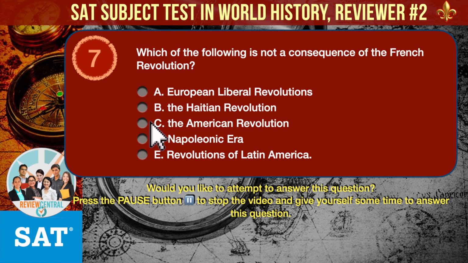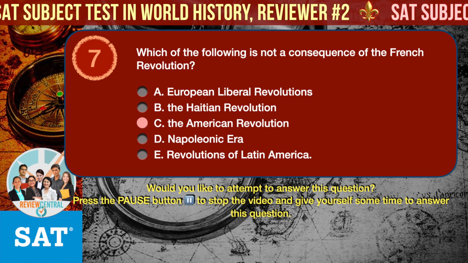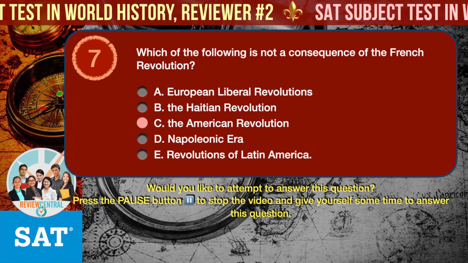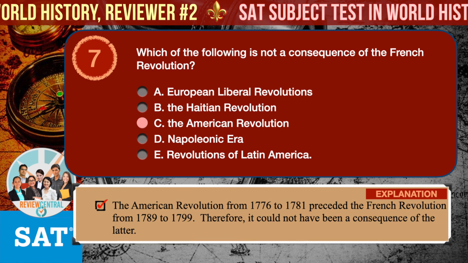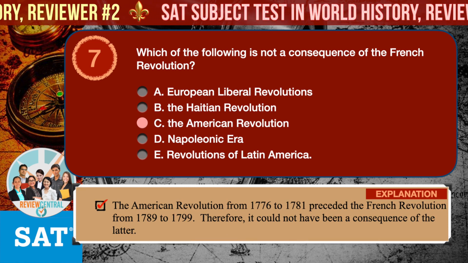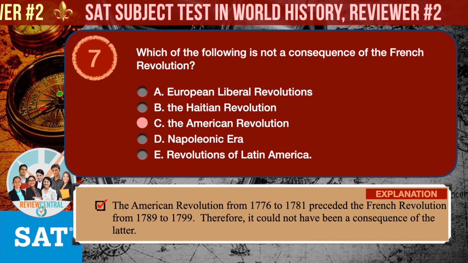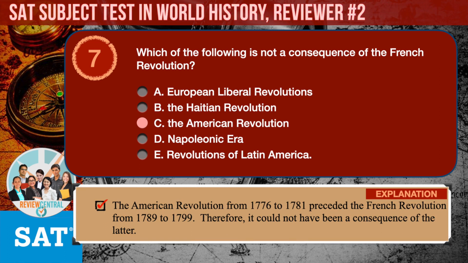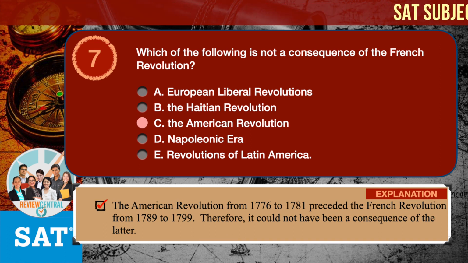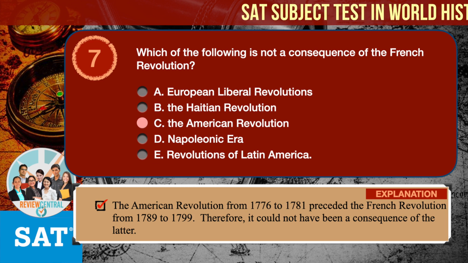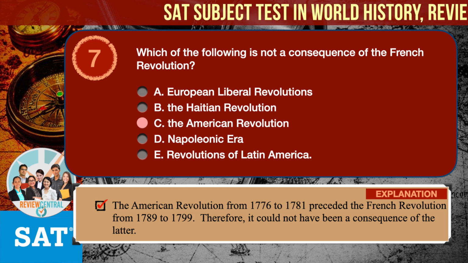The correct answer is C. The American Revolution is not a consequence of the French Revolution. The American Revolution from 1776 to 1781 preceded the French Revolution from 1789 to 1799. The Napoleonic era, the Haitian Revolution, the revolutions of Latin American countries and the European liberal revolutions followed and were consequences of the French Revolution.